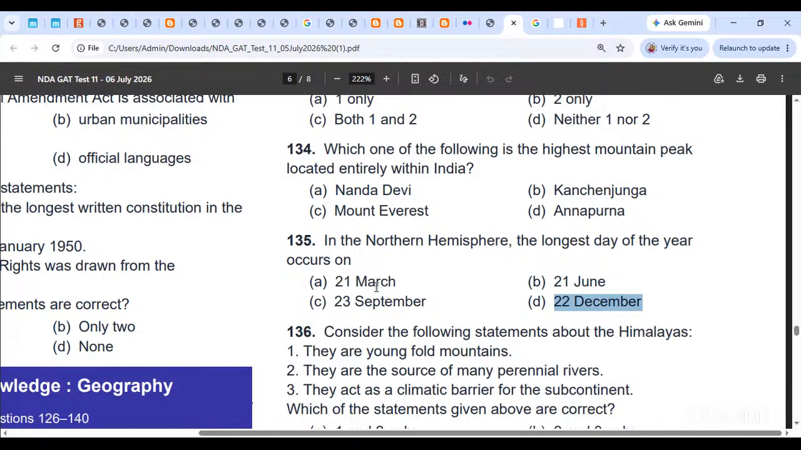Okay, so you will have 12 hours of daylight, 12 hours of nighttime on both 21st March and 23rd September, when the sun is exactly overhead the equator. All locations in the world will experience 12 hours of daylight and 12 hours of nighttime as long as the sun is directly shining overhead the equator. Okay, your answer for this particular question is going to be 21st June. 21st June is going to be the answer.